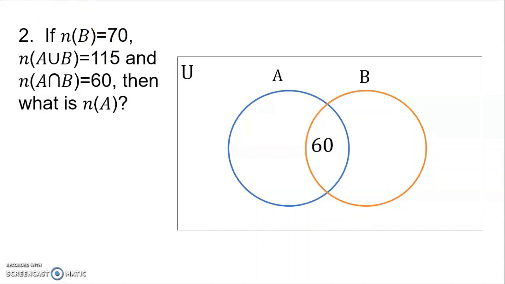And then set B contains 70 elements. But since may 60 na, ayan, may 60 na, so ano na lang ang ilalagay natin dito to make it 70? Or you could say 70 minus 60, yung part na intersect kay set A also. Ayan, so tanggalin na natin yun kasi nandito na, ilalagay ay 10.